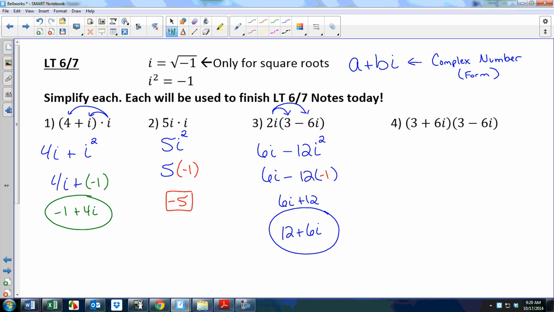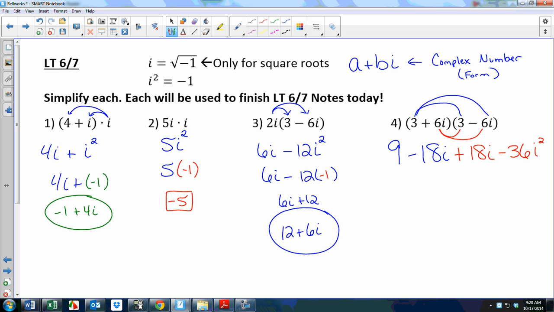And then the last one, when you're multiplying 2 things times 2 things, you distribute the things to the other 2 things. And in Algebra 1, you probably called it FOIL, F-O-I-L. So one at a time. F, 3 times 3, 9. Outer, 3 times -6i, -18i. Inner, 6i times 3, positive 18i. And then last, 6i times -6i. Careful. -36i squared.